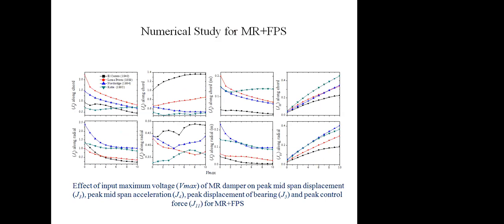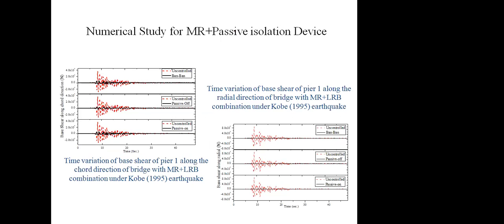For all the cases, it was observed that when the voltage is low, it gives the best result. This is the numerical study of MR plus passive isolation system, which gives the time variation versus base shear for the Kobe earthquake, in the chord, radial, and normal directions. When using only the isolator, there is a higher reduction in base shear. But when using the isolator along with the damper, it gives good results, not only controlling the base shear and base movement, but also the deck displacement.